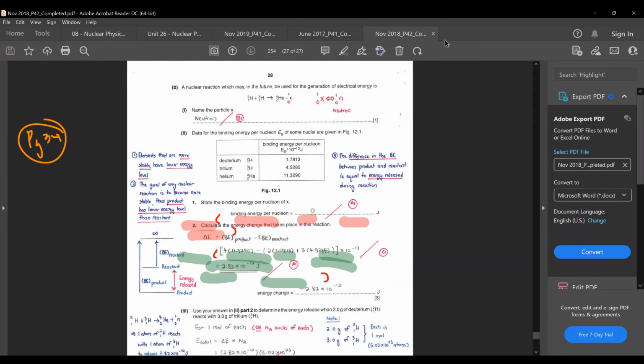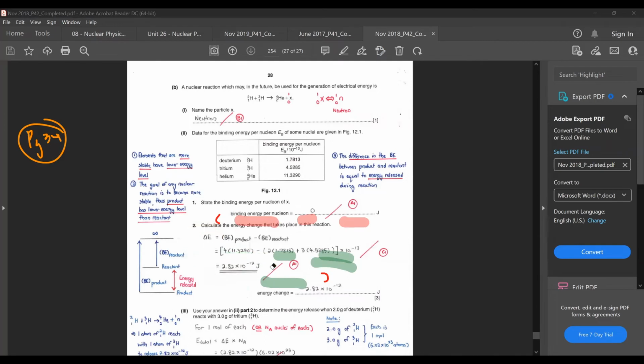All right, now for part B, they ask you about a nuclear reaction which may in the future be used for the generation of electrical energy. This is where you have two hydrogen isotopes, deuterium and tritium, fused together to give you helium or an alpha particle. This is actually talking about nuclear fusion. You see two light nuclei form a heavier nucleus.